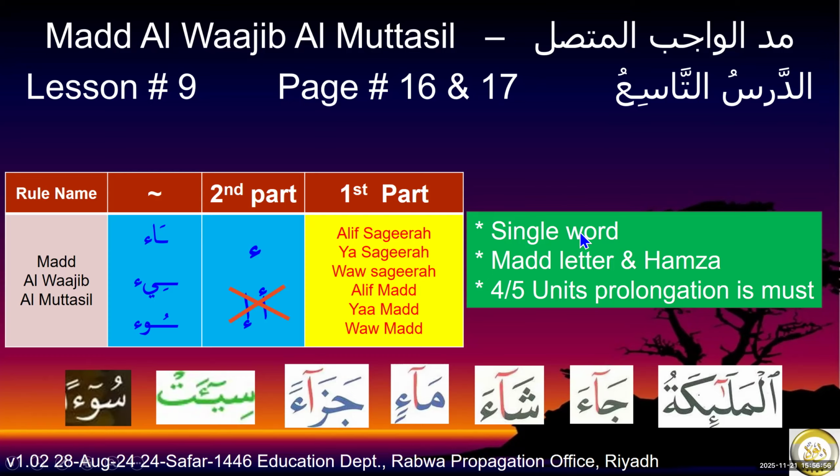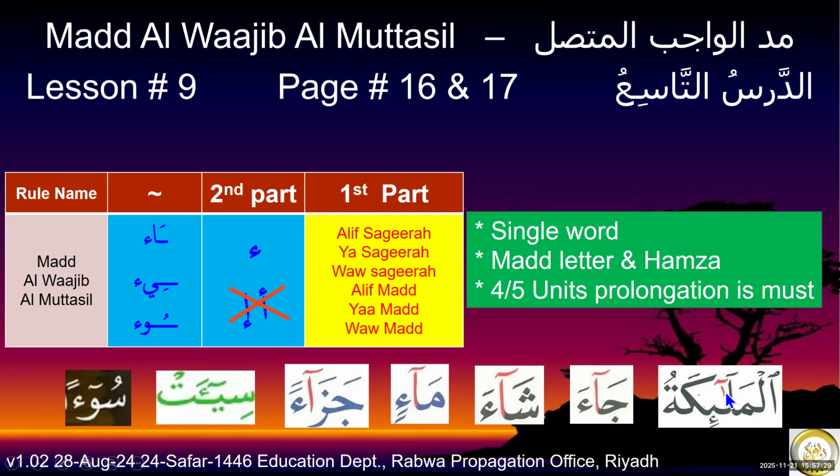These are the features of this Tajweed rule. It comes only in a single word, and the mad letter and hamza must be attached together, must be in the same word, consecutive, one after the other, without any gap or any other letter in between them. If this happens, then 4 or 5 units prolongation must be applied, not just 2 units prolongation like in alif mad, ya mad, and waw mad, or alif sagira, ya sagira, and waw sagira. So this is Madal Wajib Muttasil.